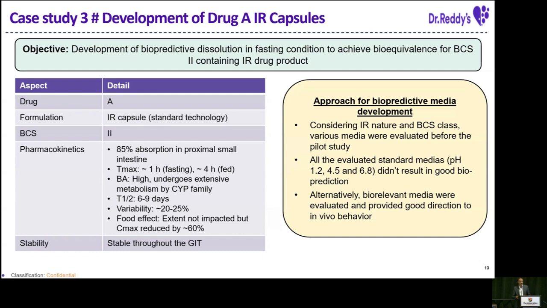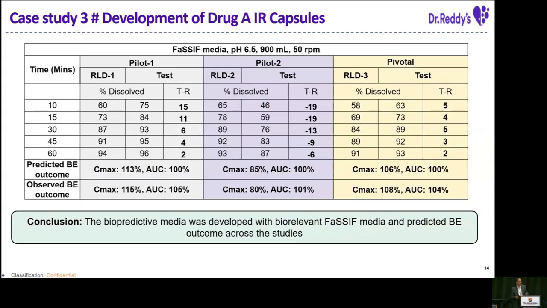So in this case, we started with the plain medias, and we did not achieve a bioprediction with the plain medias. So we switched over to the biorelevant media like passive media in this case with an optimized pH as well as the RPM, and it has given a good direction into the in vivo behavior. So this is the behavior of pilot 1, pilot 2, and the pivotal formulations.